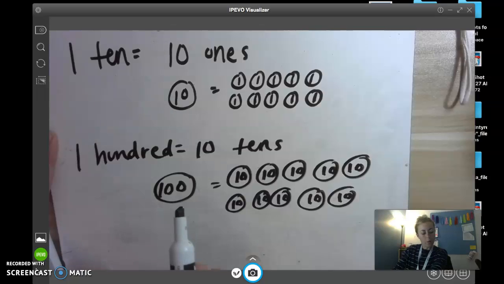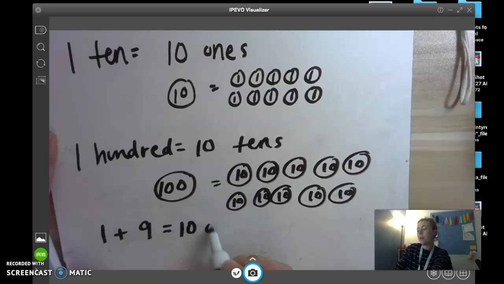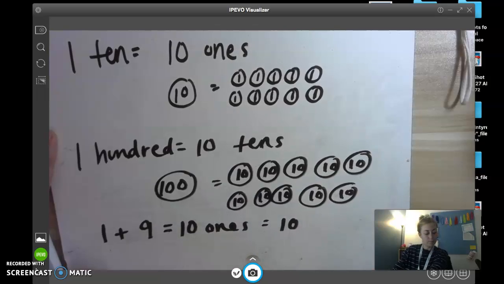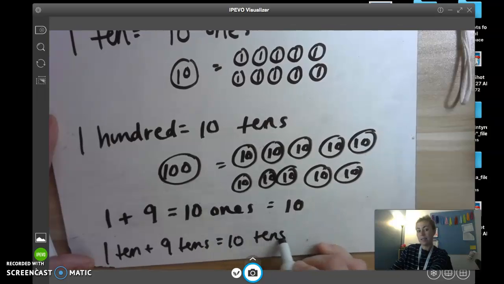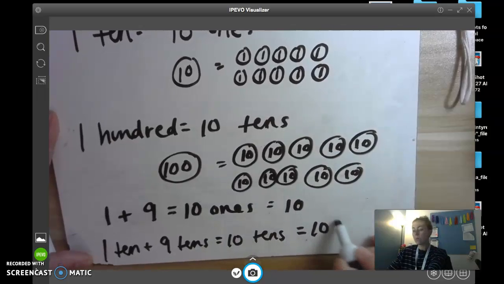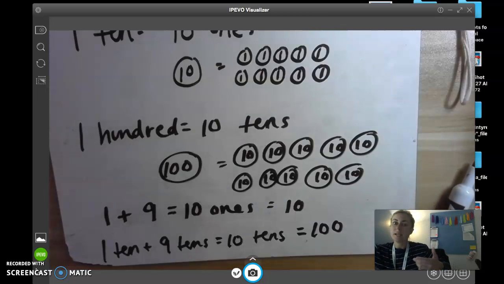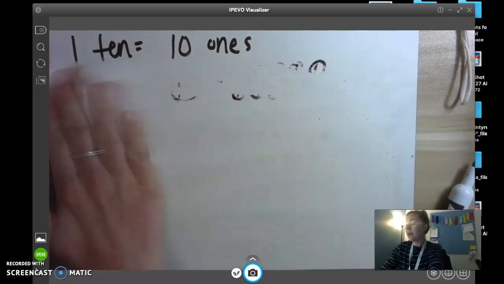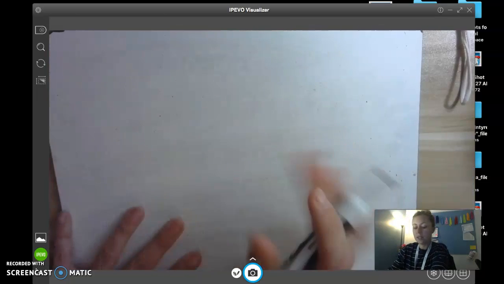So 1 plus 9 ones is the same as 10 ones, which is the same as a group of 10. 1 ten plus 9 tens is the same as 10 tens, which is the same as 100. Nice work. Let's do some more problems to help our thinking. Now that we've established that, we can do some even trickier questions.